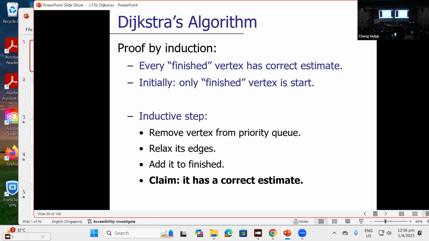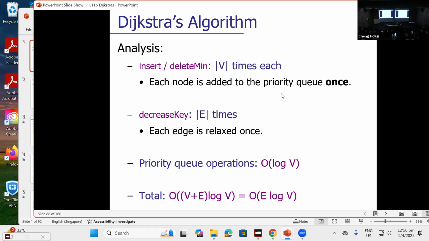Okay, there's a proof by induction, because after you dequeue v and put it into the blue set, your blue set keeps expanding, which is another form of induction. Okay, so this is Dijkstra. Yeah. So finally, this is the conclusion of the algorithm's time complexity.